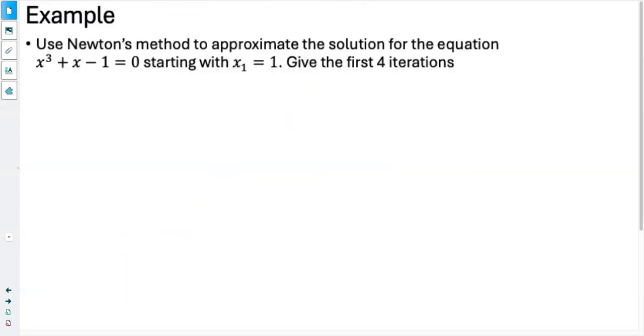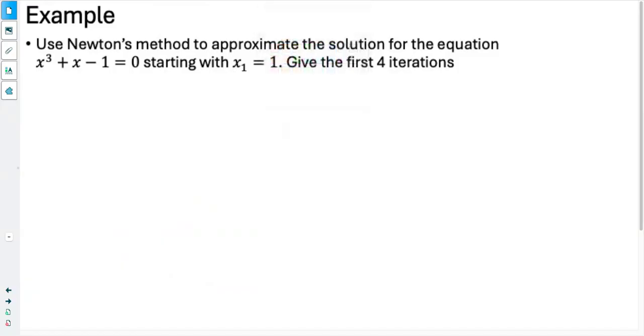We want to use Newton's method to approximate the solution for the equation x cubed plus x minus 1 equals 0, starting with an x value of 1, and we want to give the first 4 iterations. If it's asking about the first 4 iterations, we're not counting the initial value we're starting with. So we essentially want to know what x5 is.